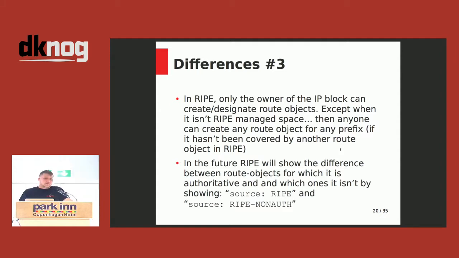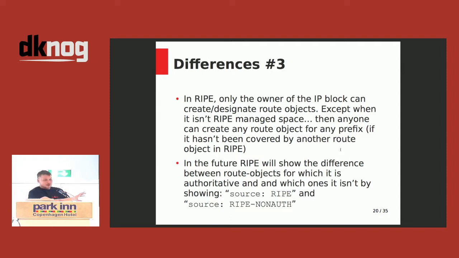Fortunately enough, this weakness has been identified, and the database working group in the RIPE region came to a consensus that this is not a desired mode of operation. So what will happen in the future, later this year, is that route objects that are following the chain of trust, from IANA, it was designated to RIPE, and from RIPE, it was designated to the end user, those will be marked with source:RIPE.